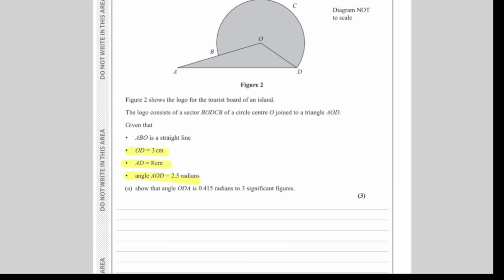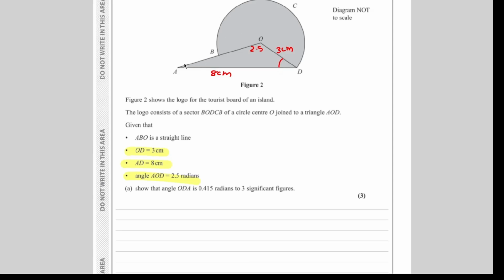radians. Let's label that given information here. OD equals 3 centimeters. AD equals 8 centimeters. AOD equals 2.5 rad. Show that ODA. We need to get the value for this one.